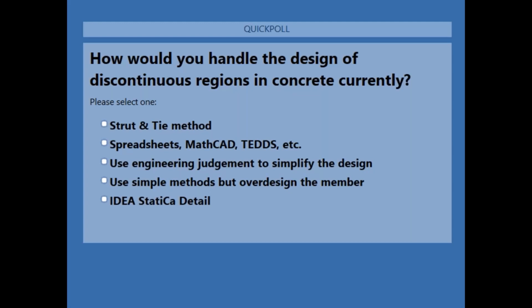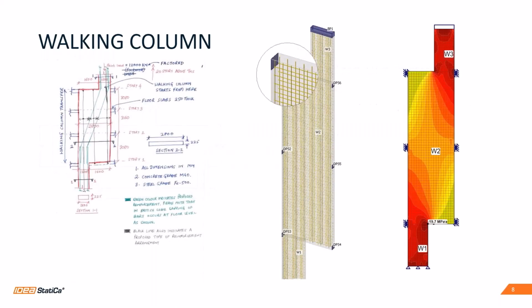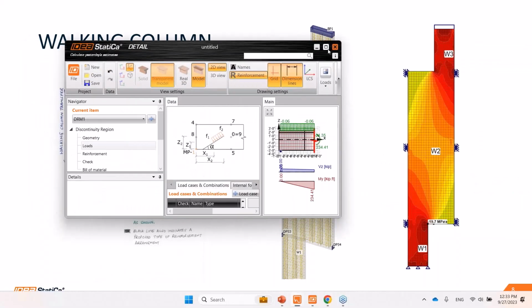Okay. Let's go ahead and close that poll, and I'll share the results. So, as expected, there are a few honest people saying they're over-designing the member, just using some simple methods, but primarily using spreadsheets or the strut-and-tie method. Thanks for answering those. Let me hide that, and if you want to get into that question about the loadings, or how to input a moment, that type of thing. Yeah. Let me just bring up this example.